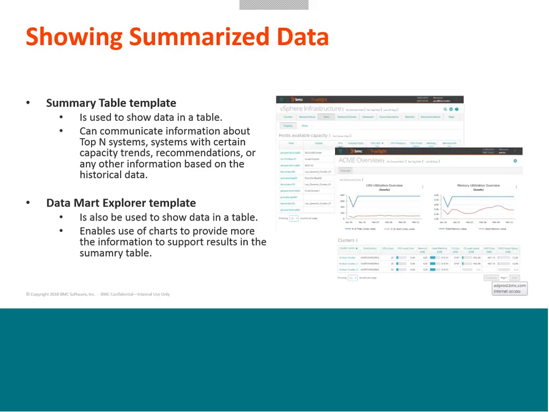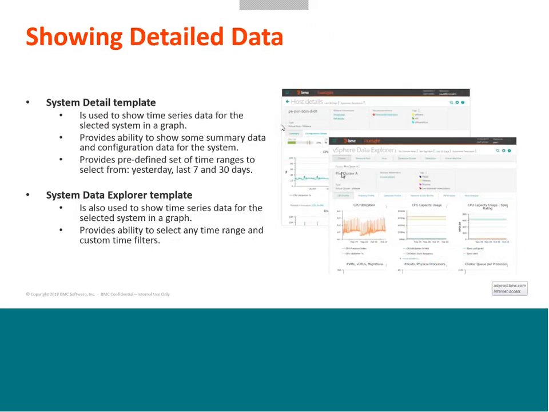for. The next one is showing detailed data, so we have 2 options there as well that you can choose from. One is the System Detail template, and then the second is the System Data Explorer template. The System Detail template does come with some predefined tabs to show both summary as well as the time series data, and then it also allows you to do configurations. So it's more of a pre-canned approach that you can map some of your data for.